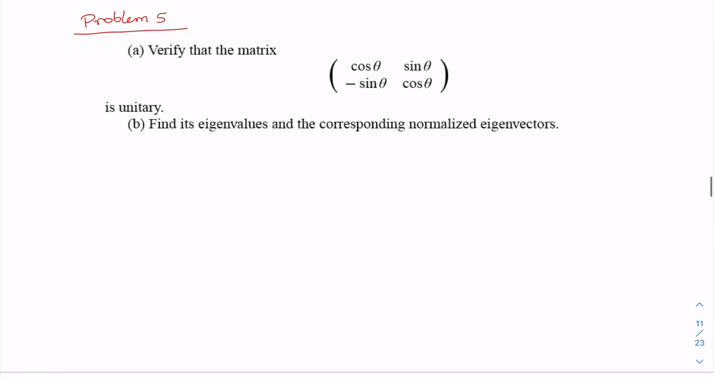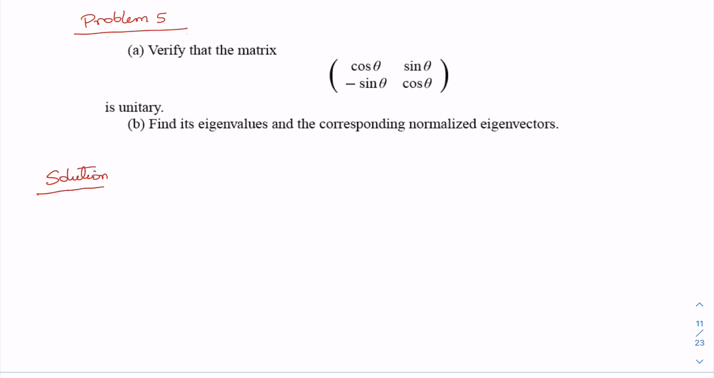Now let us work out this problem. This is a transformation matrix, a well-known transformation matrix in 2 dimensions. You have to verify that this is unitary, and you are also asked to find the eigenvalues and the corresponding normalized eigenvectors. So let us do it.